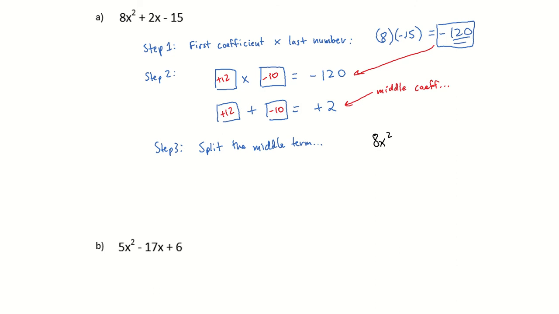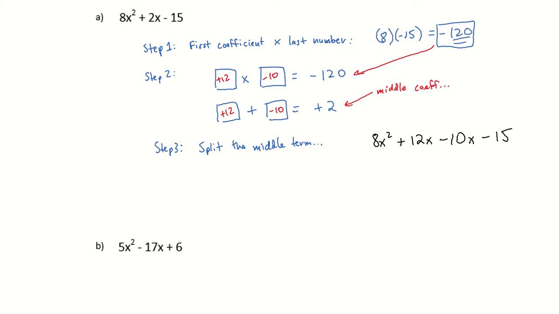So instead of plus 2x, I'm going to write plus 12x minus 10x, minus 15. Okay, so if I were to add these together, positive 12, negative 10, it would simplify to positive 2. So it's the same thing. By the way, it doesn't matter if I had put the negative 10 before the positive 12, it would still all work out in the end.